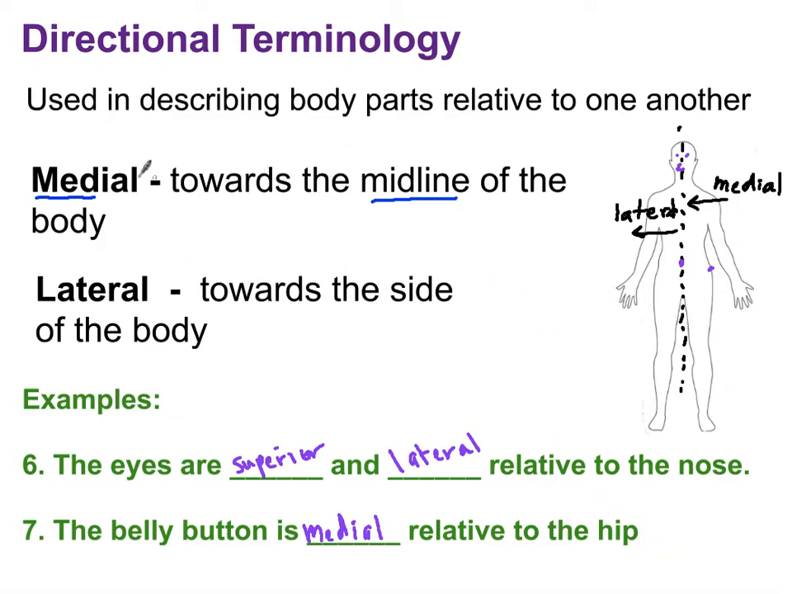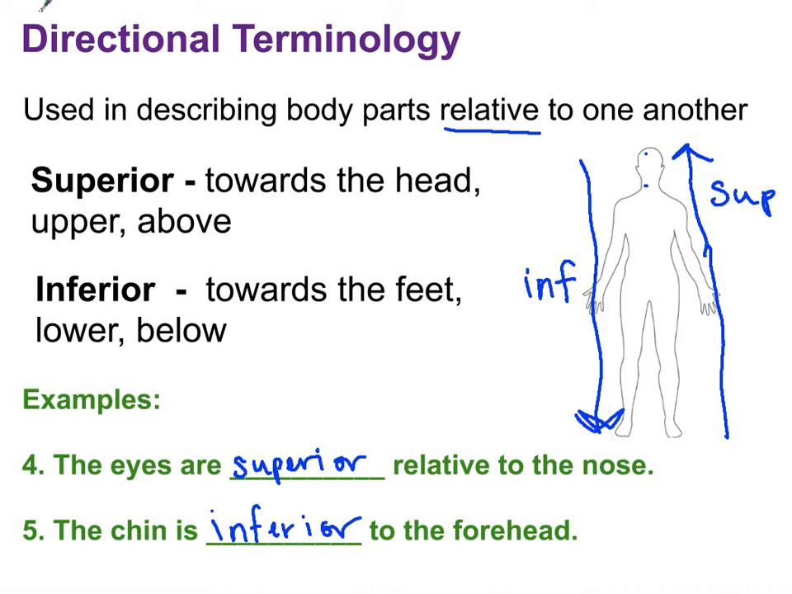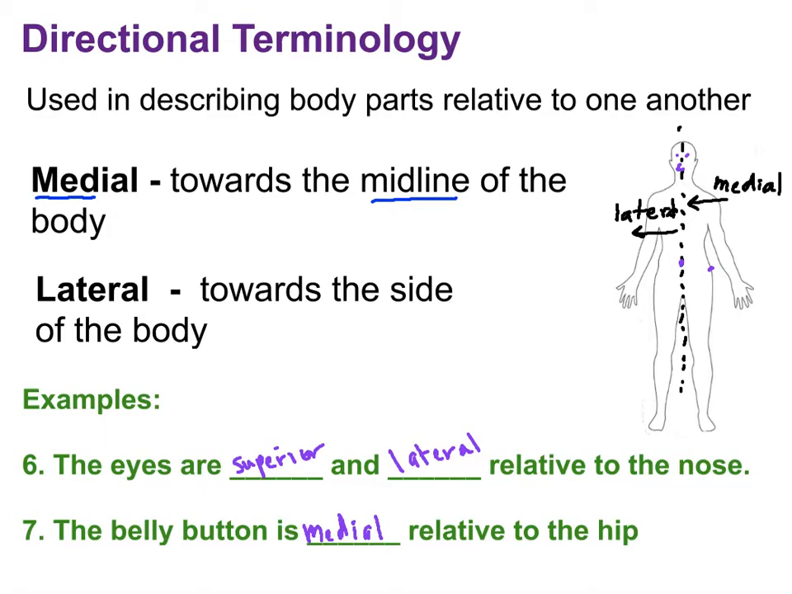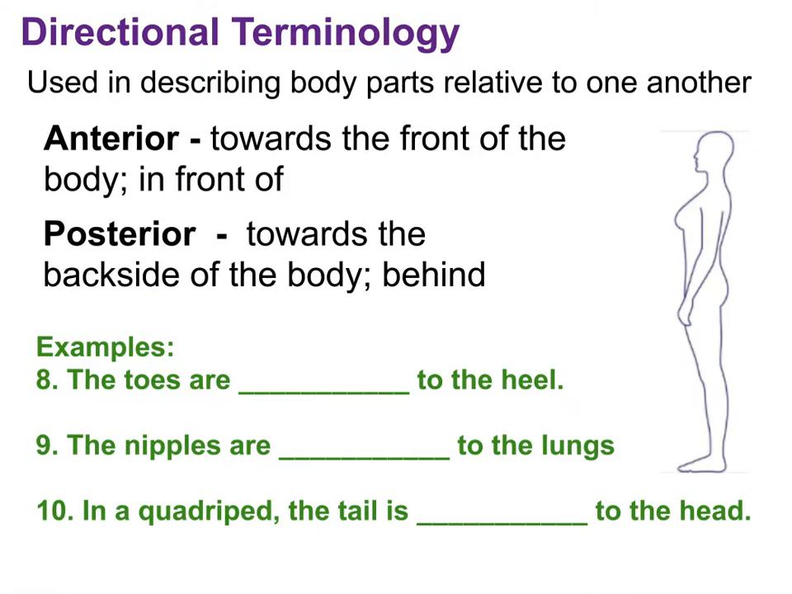So again, these two terms are kind of opposite of one another, just like our superior and inferior were. So just kind of always remember that for every one term, there is an opposite term, because we're always talking about where things are relative to one another. Okay, what is our next set going to be? Let's find out. Ooh, all right, anterior and posterior.